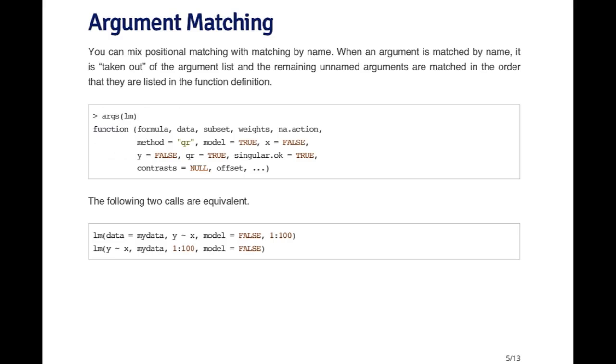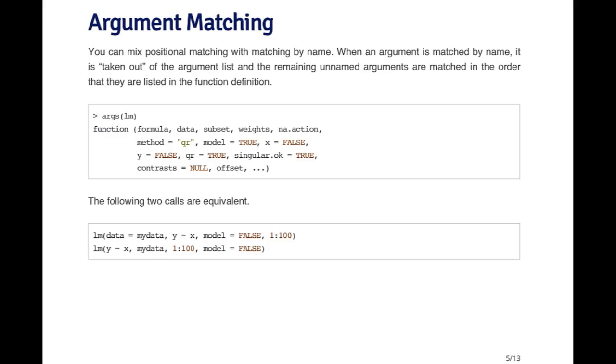Positional matching and matching by name can be mixed, and this is quite useful for functions that have very long argument lists. For example, the lm function here, which fits linear models to data, has this argument list. The first is the formula, the second is the data, and then the subset, the weights, etc. You can see that the first 5 arguments here don't have any default values, so the user has to specify them. But then the method, the model, the x argument, those all have default values. If you don't specify them, they will use those values by default.